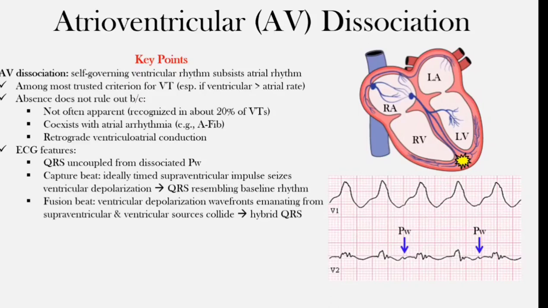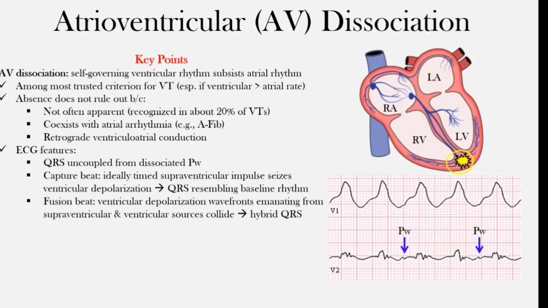Now, by definition, AV dissociation is present when a self-governing ventricular rhythm autonomously subsists the atrial rhythm. Okay, so what does that mean? You have something here in the ventricles. Imagine that this is your ventricular focus that is pretty much self-governing, taking over electrical activity of the heart. Now, classically, AV dissociation is characterized by a series of QRS complexes uncoupled from dissociated P waves. When interpreting a 12-lead EKG displaying VT, AV dissociation may be recognized as interspersed P waves that are nestled between or hidden amidst overlapping QRS complexes and T waves.